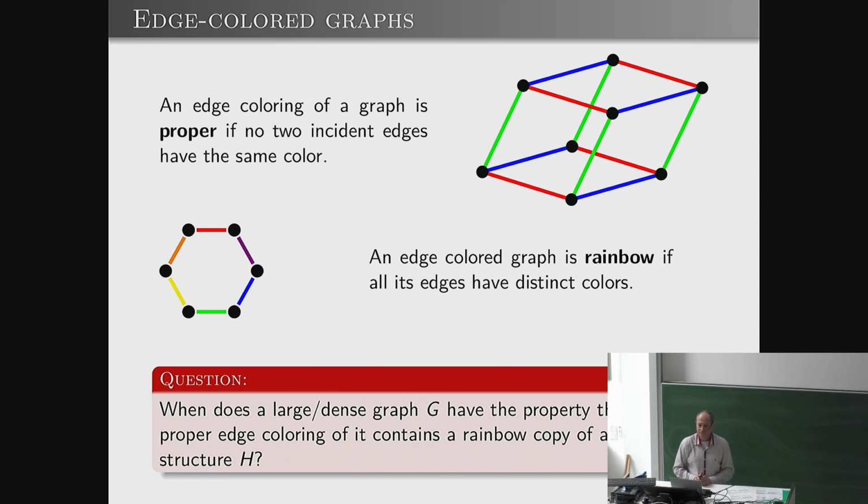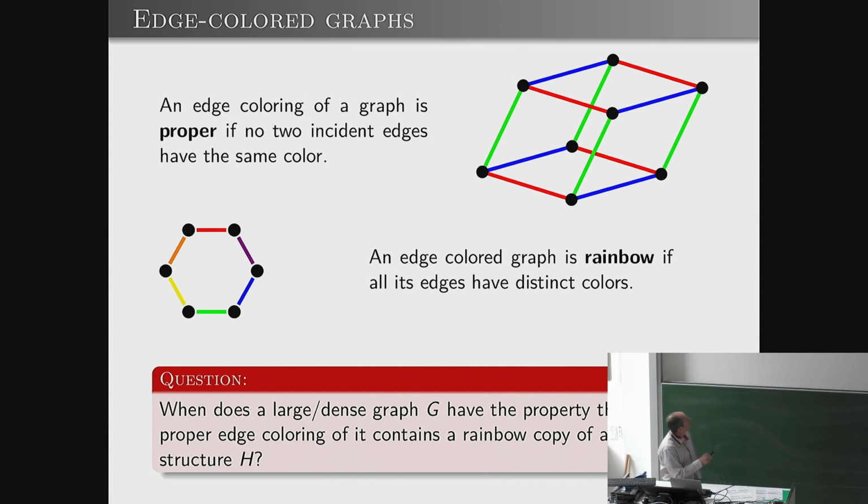Actually, yes? Just to parse this, so a rainbow copy of a certain structure means that H is not colored itself. No, H lives in G. So for example, in this structure up there, there would be no rainbow cycle, and actually it would be a good example. So it's a cube colored properly, and observe there is no rainbow cycle because on every cycle in this graph, every color appears an even number of times, right?